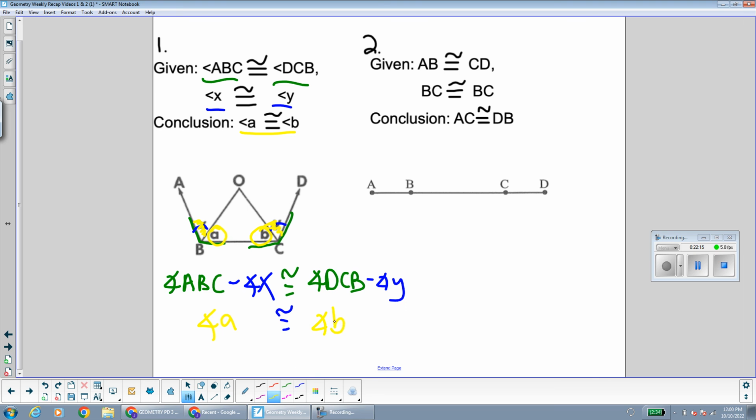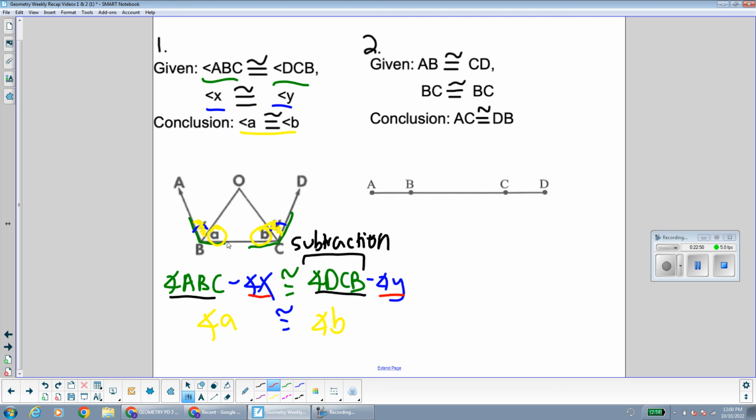Which is the angle that we're interested in. Once again, the step over here was the subtraction postulate of congruence. In order for it to work, we have to be starting with two congruent segments. We do know angle ABC and angle DCB are congruent because that was given to us. And we need to be subtracting two congruent segments. And we do know that angle X and angle Y were congruent because once again, that was given to us.